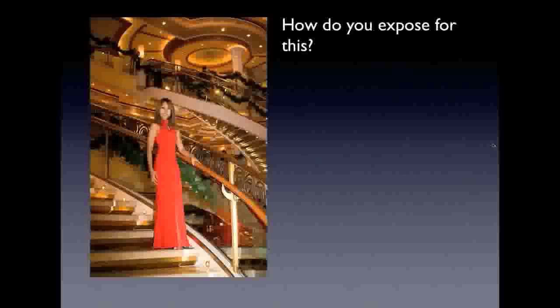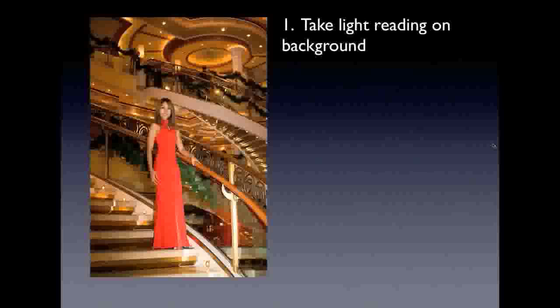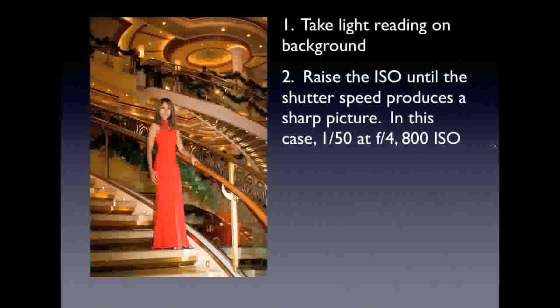Here's the same situation. This is my wife on the one and only cruise I've taken. She's on the stairway. I wanted to expose her with flash correctly with the background. So how do you expose for this? First, you take a light reading on the background with your normal in-camera meter. Then you have to raise the ISO until the shutter speed produces a sharp picture. In this case, I used 1/50th at f4 with 800 ISO.